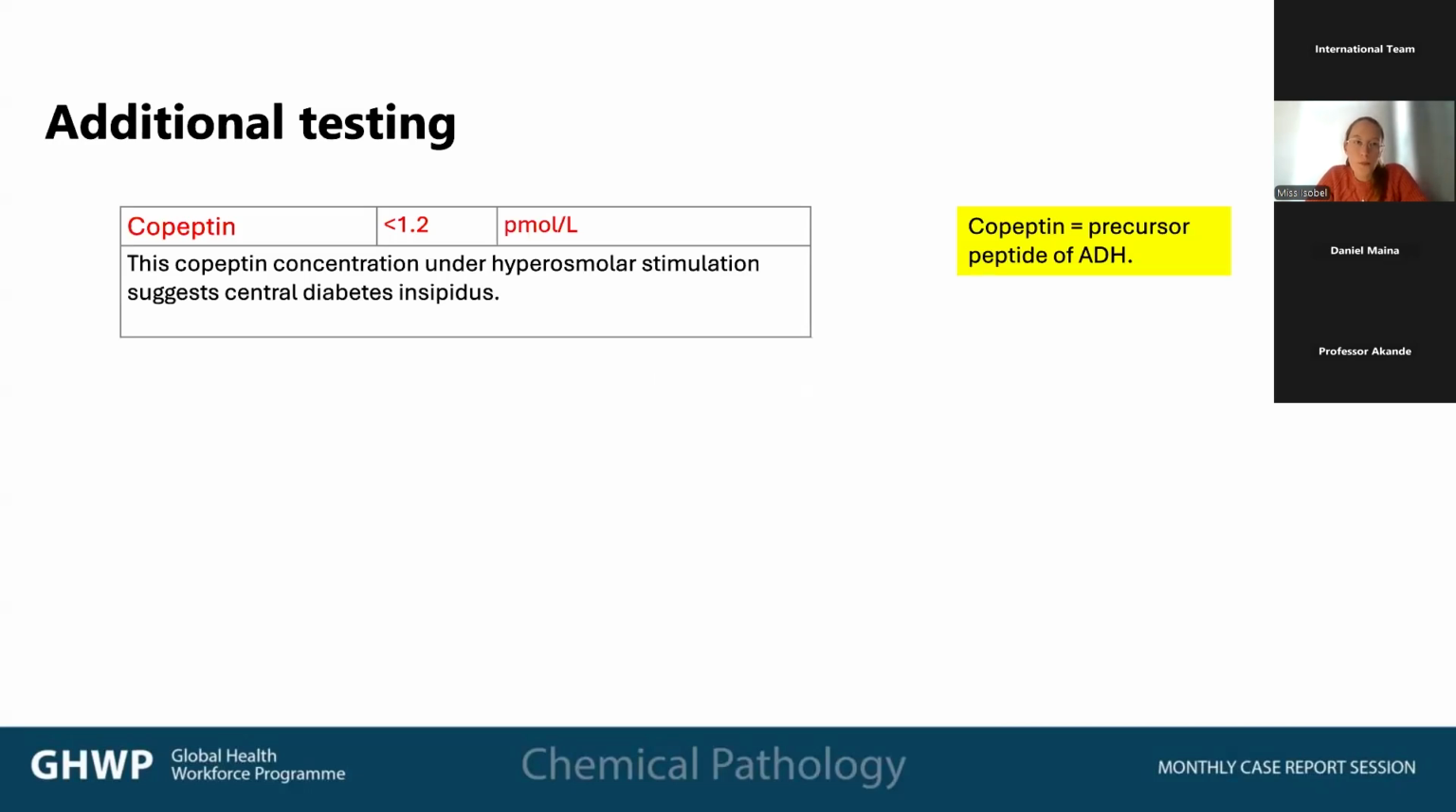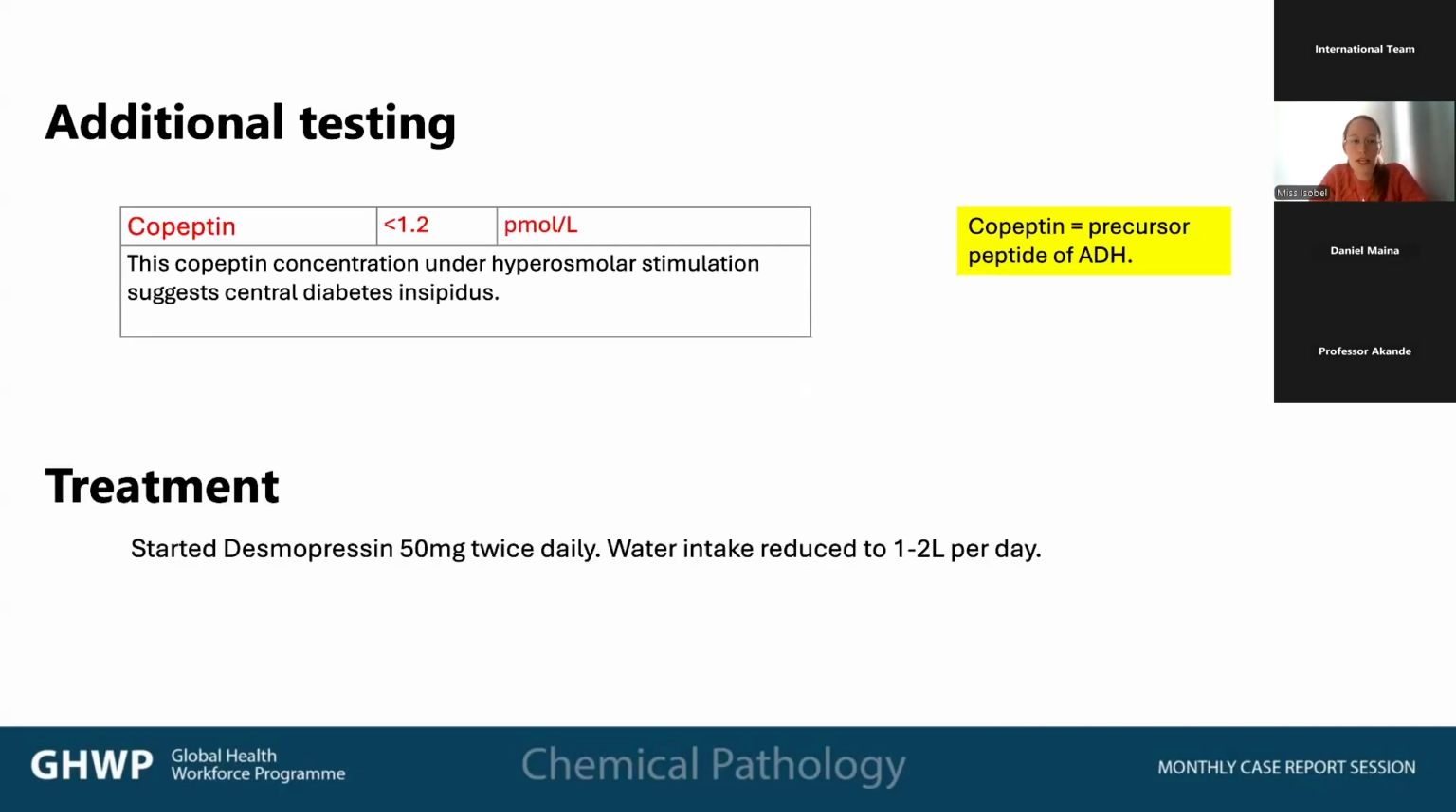We also tested copeptin, which is a precursor peptide of ADH. That test takes a lot longer to come back. But a few weeks later, we had this result, and the copeptin concentration under hyperosmolar stimulation, as was in that test, confirms that this is central diabetes insipidus.